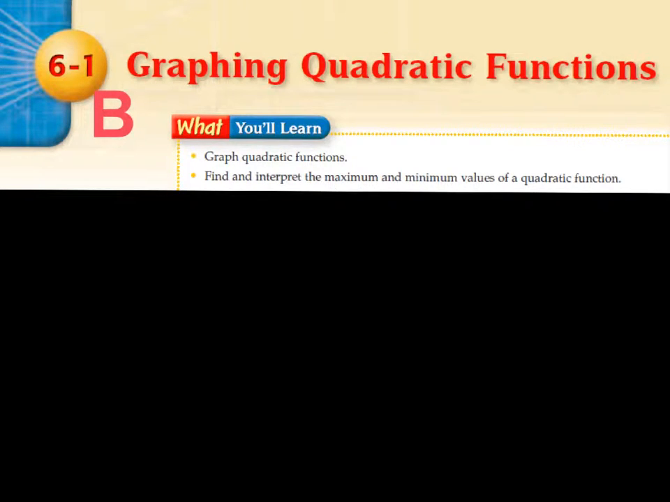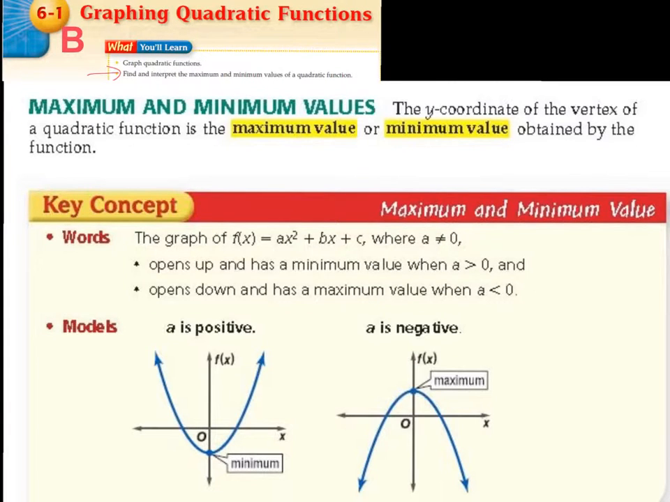In Lesson 6.1 Part B, we will be looking at how to find and interpret the maximum and minimum values of a quadratic function. The y-coordinate of the vertex of a quadratic function is the maximum value or the minimum value obtained by the function.